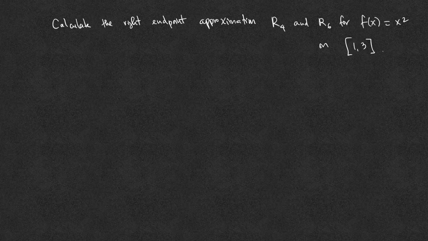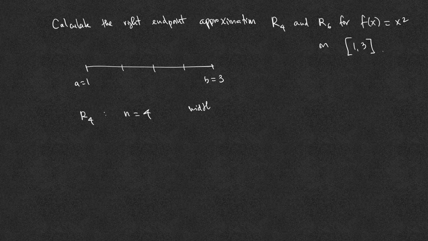Calculate the right endpoints approximation R sub 4 and R sub 6 for f of x equals x squared on the interval [1, 3]. In this case, a equals 1 and b equals 3. With the notation R sub 4, we're using n equals 4, so we would need to cut this interval into 4 subintervals. Each of these has a width of (3 minus 1) over n, where n equals 4, and this is 2 over 4, or 1/2.